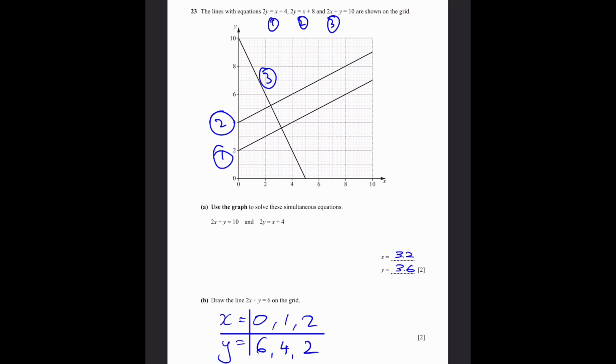Now we have three values. We can just write them down. x equals 0, y equals 6. x equals 1, y equals 4. x equals 2, y equals 2. Also, if you want, you can add another point of x equals 3, then y will be equal to 0, because then this will be 6 plus y equals 6, y equals 0. So you can add that point as well if you want to, and then simply connect the dots to form the line, which is 2x plus y equals 6. That's the answer. Question 24.